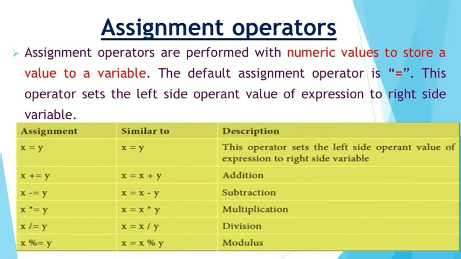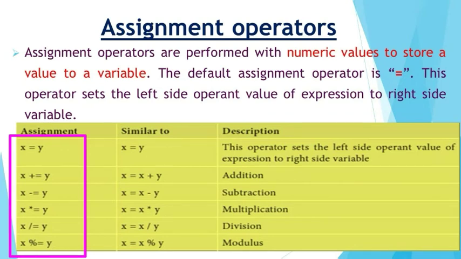Next let us see assignment operators. Assignment operators are used with numeric values to store a value in a variable. Here the equal to operator is the default assignment operator. This operator sets the value of the right side operand to the left side variable, which means a is equal to b means the value b is assigned to the variable a by using the assignment operator equal to. See this table, these are the assignment operators. x is equal to y, so the value y is assigned to the variable x. Here y is the value, x is the variable.